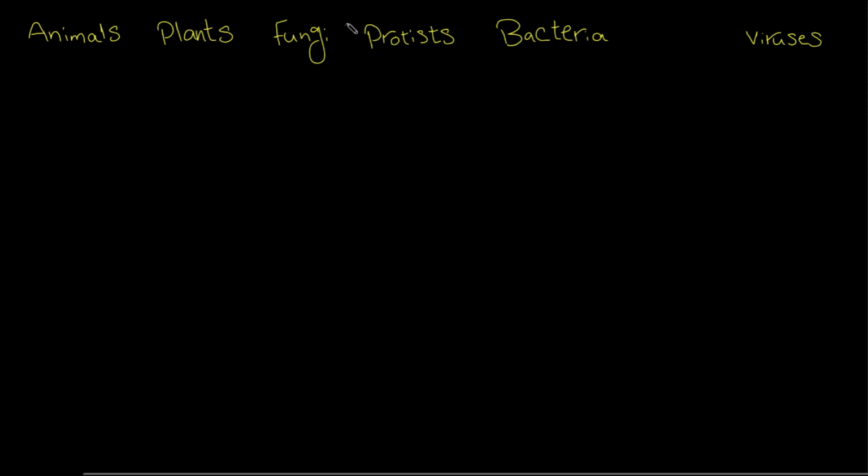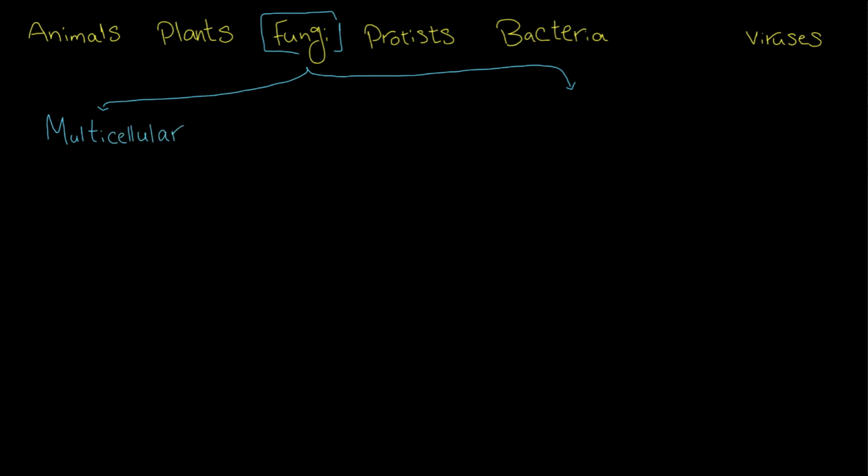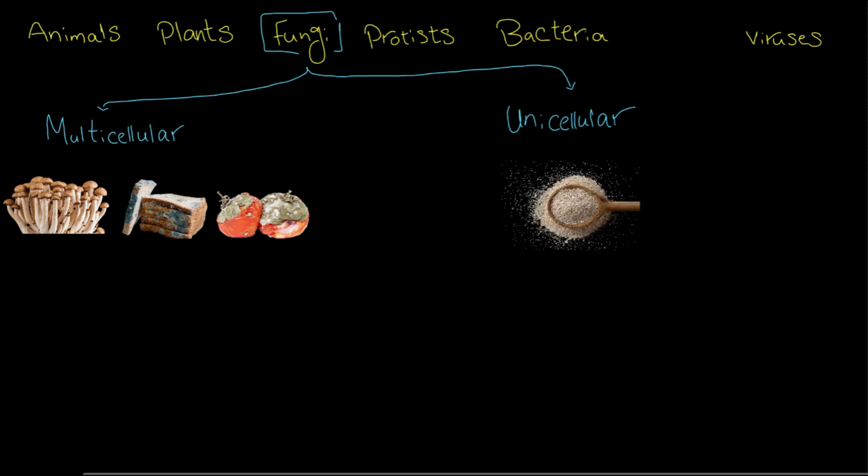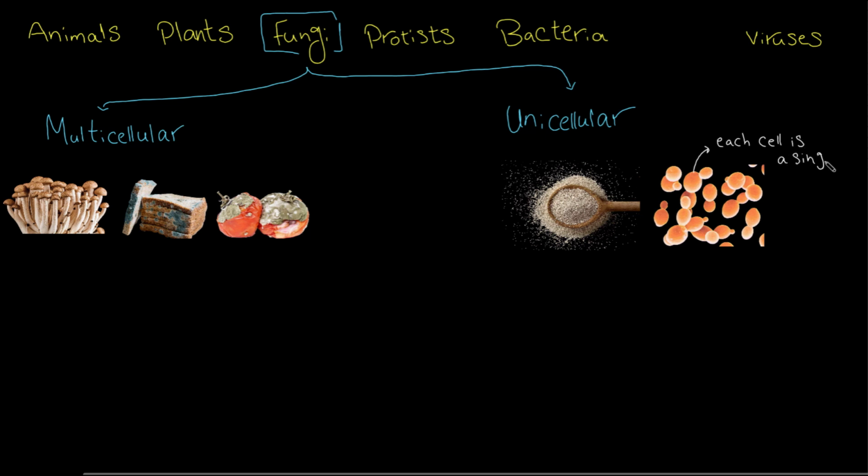Now moving to the next kingdom, fungi. And this one is kinda more difficult because fungi are not unified. Some of them are multicellular and others are unicellular. Two examples of multicellular fungi are the mushrooms you might eat and molds that grow on food. And an example of unicellular fungi is yeast, which we use in our bakeries. And by saying unicellular, we mean each cell is a single organism.